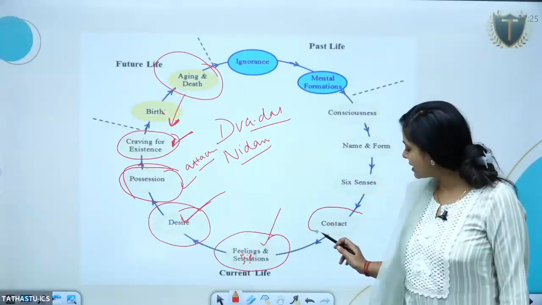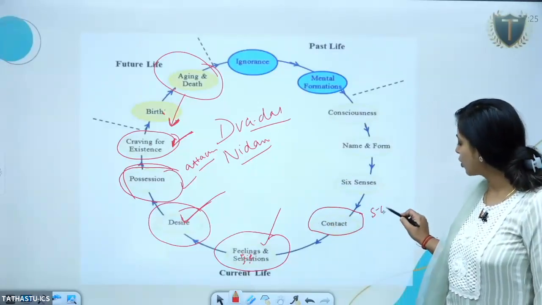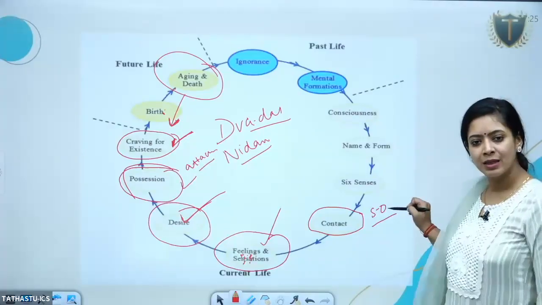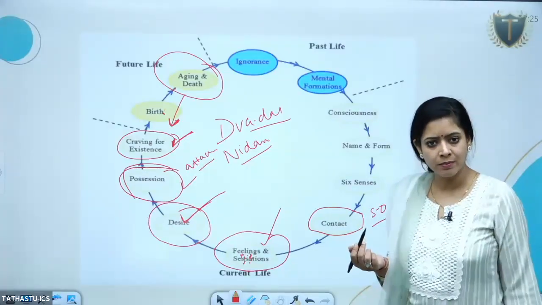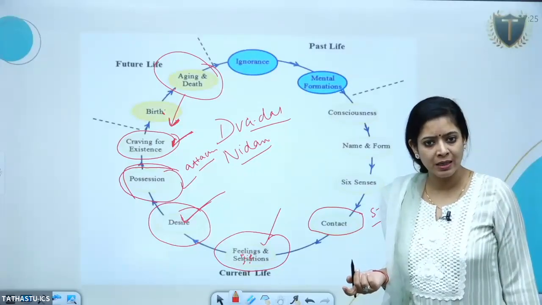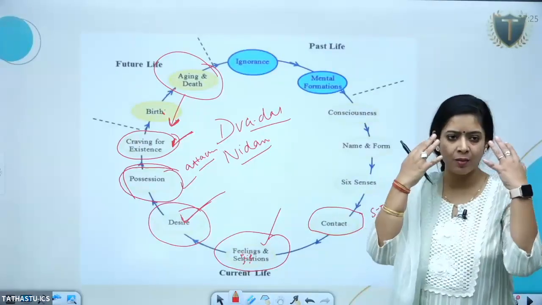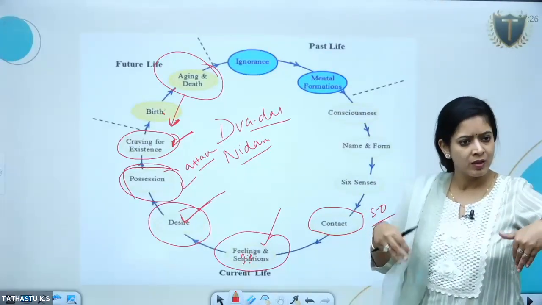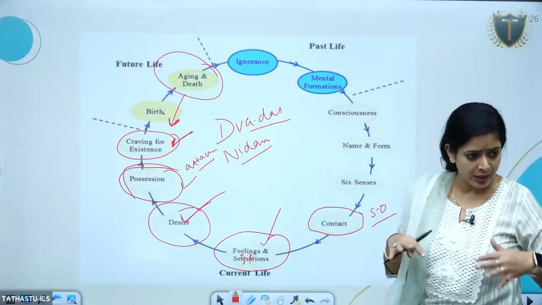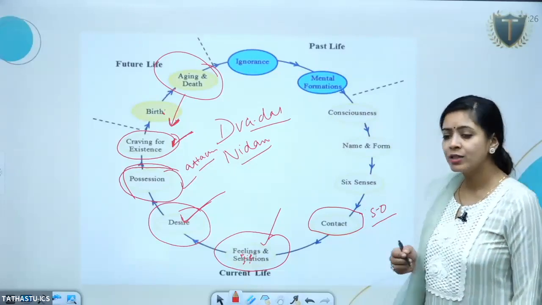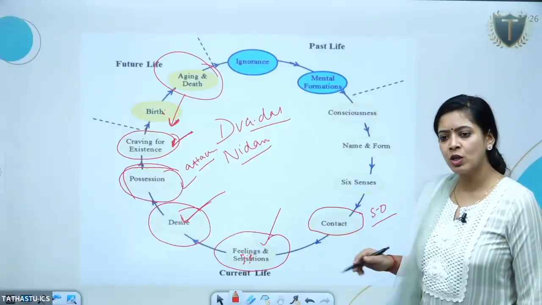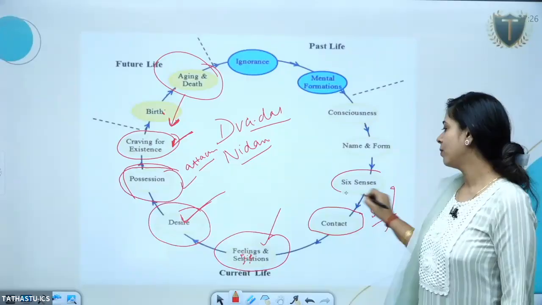Because there was sense object contact. Your sense had some contact with something. Some contact happened, whether in eating, touch, or seeing, in one way or another. There was this sense object contact. Why did the contact of sense and object happen? What was the cause? Because we have 6 senses.